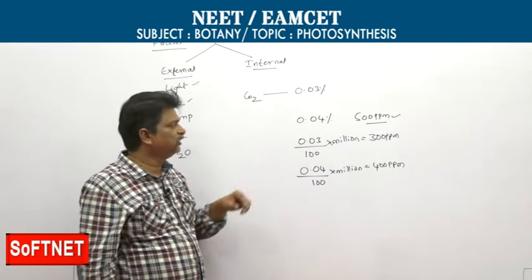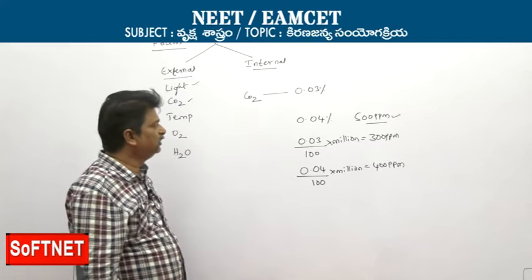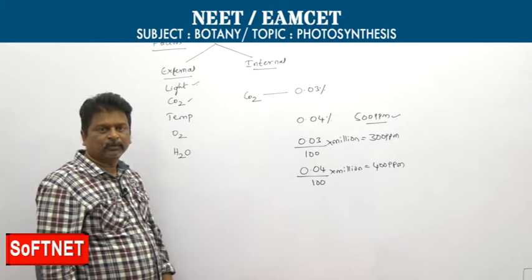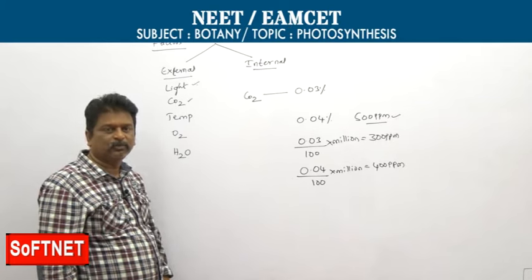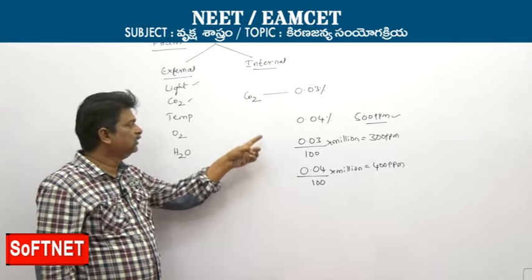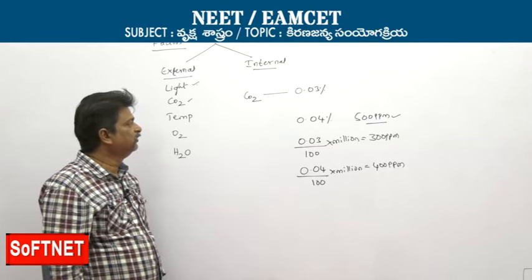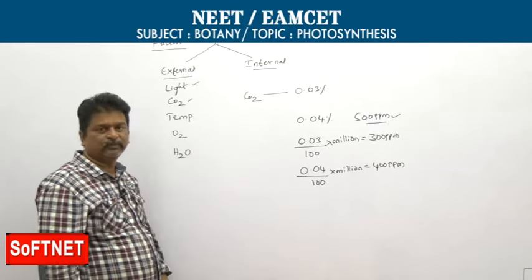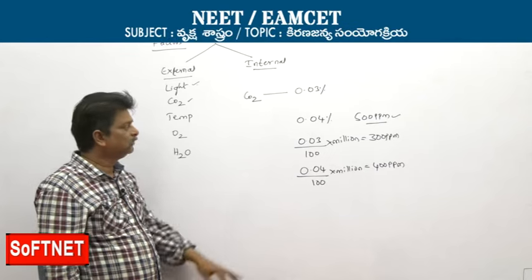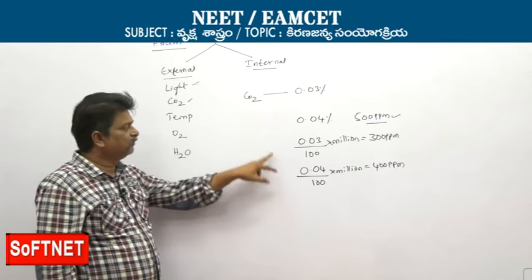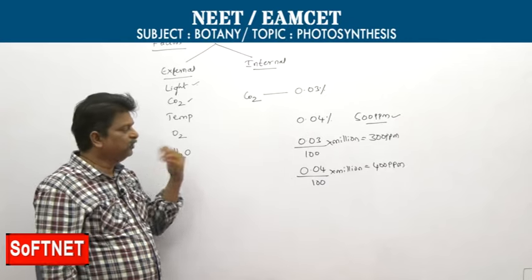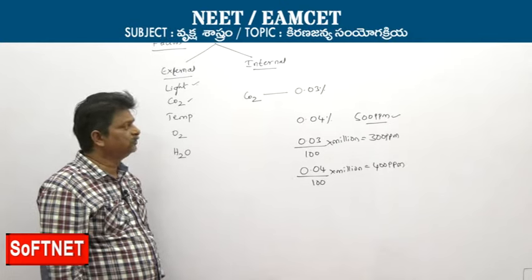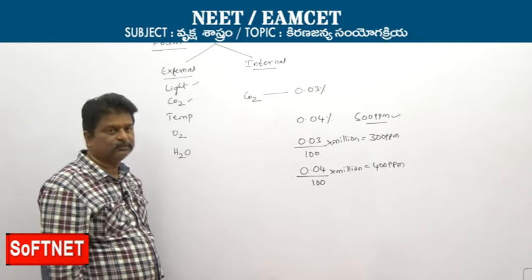Beyond that, carbon dioxide becomes toxic to the chloroplast, and particularly the guard cells are affected, so stomata close and the photosynthetic rate is decreased. Beyond that limit, it becomes a limiting factor and also reduces photosynthesis.